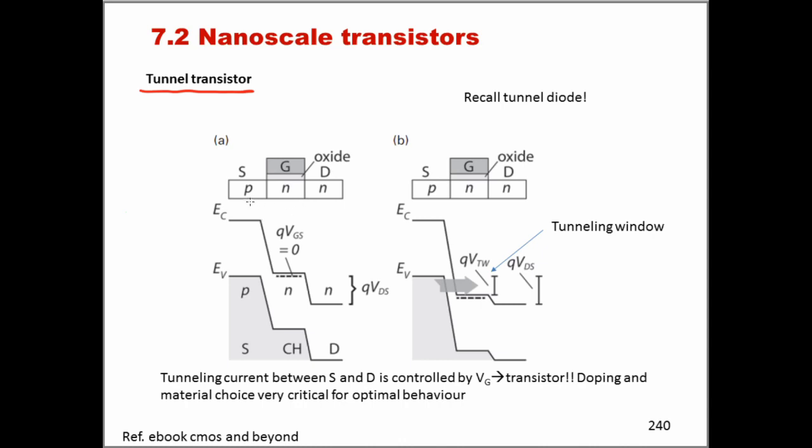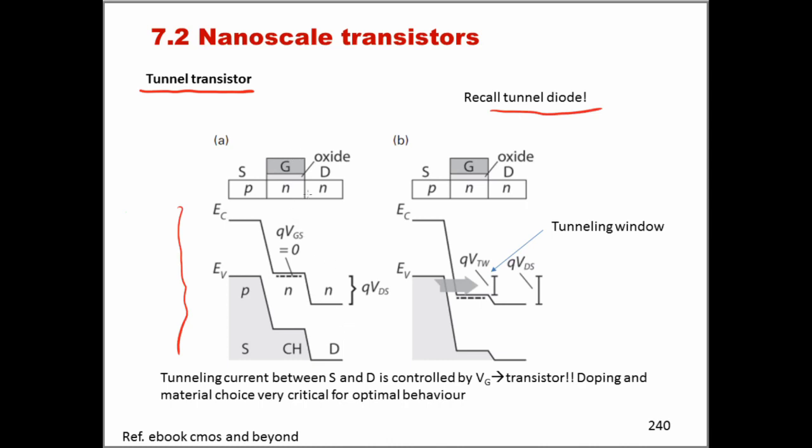As you can see, the basic structure is made of a piece of semiconductor. One side is, for example, P, and the other side is, for example, N. In between, the channel area is slightly doped, or could also be intrinsic. There is still a gate stack on top, and the idea reminds a lot of what we've seen for the tunnel diode.